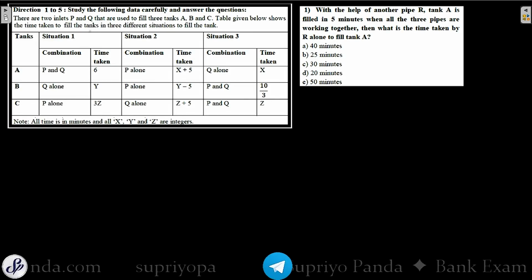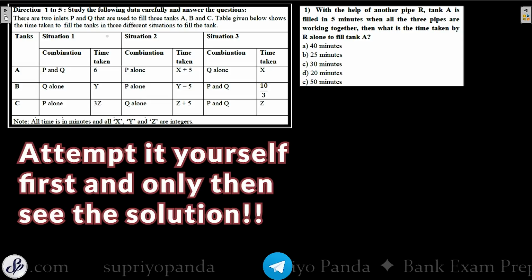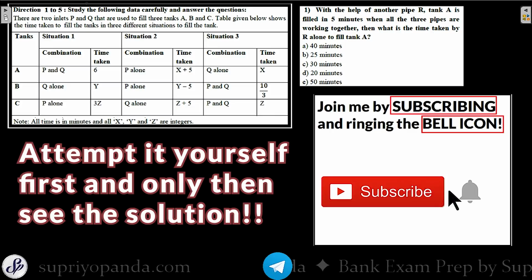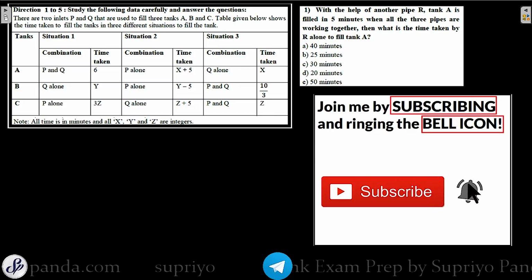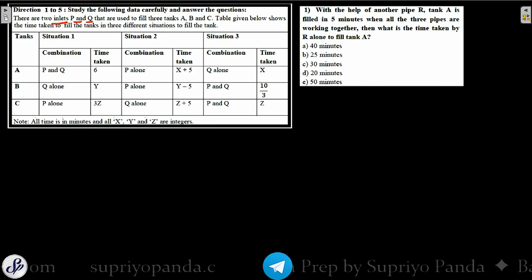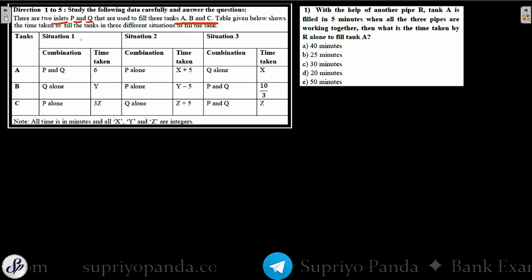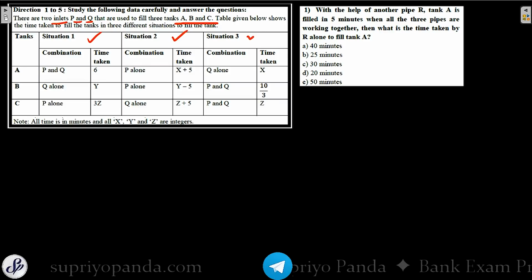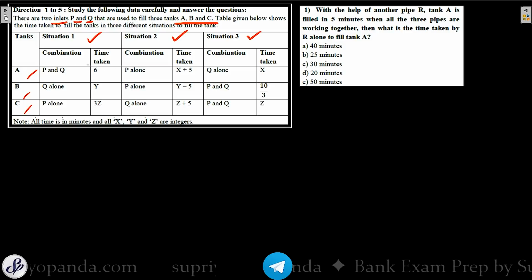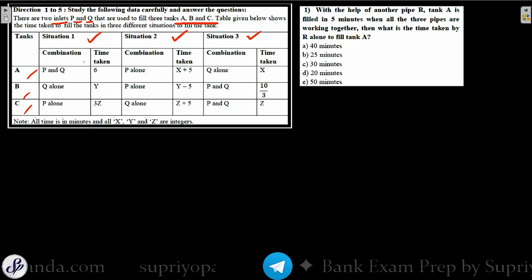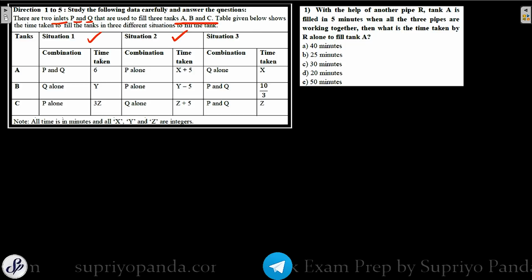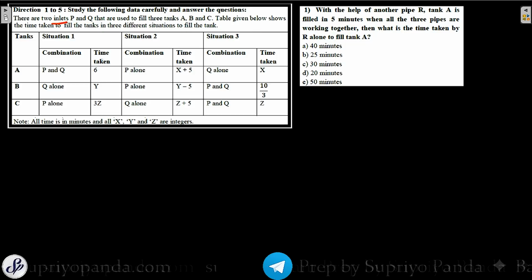So let's start with this question, and as always, just pause this video and attempt it on your own before you see the solution so that you can have an idea of where you stand. So what does this question actually tell us? There are two inlets P and Q that are used to fill three tanks A, B and C. In the table they have given us three situations and all the three tanks they have actually mentioned over here. So we know the combination of P and Q and the singular level of P and Q to actually fill these tanks. So what can we do over here? If we are directly trying to do this from the table, then it can be a little difficult.